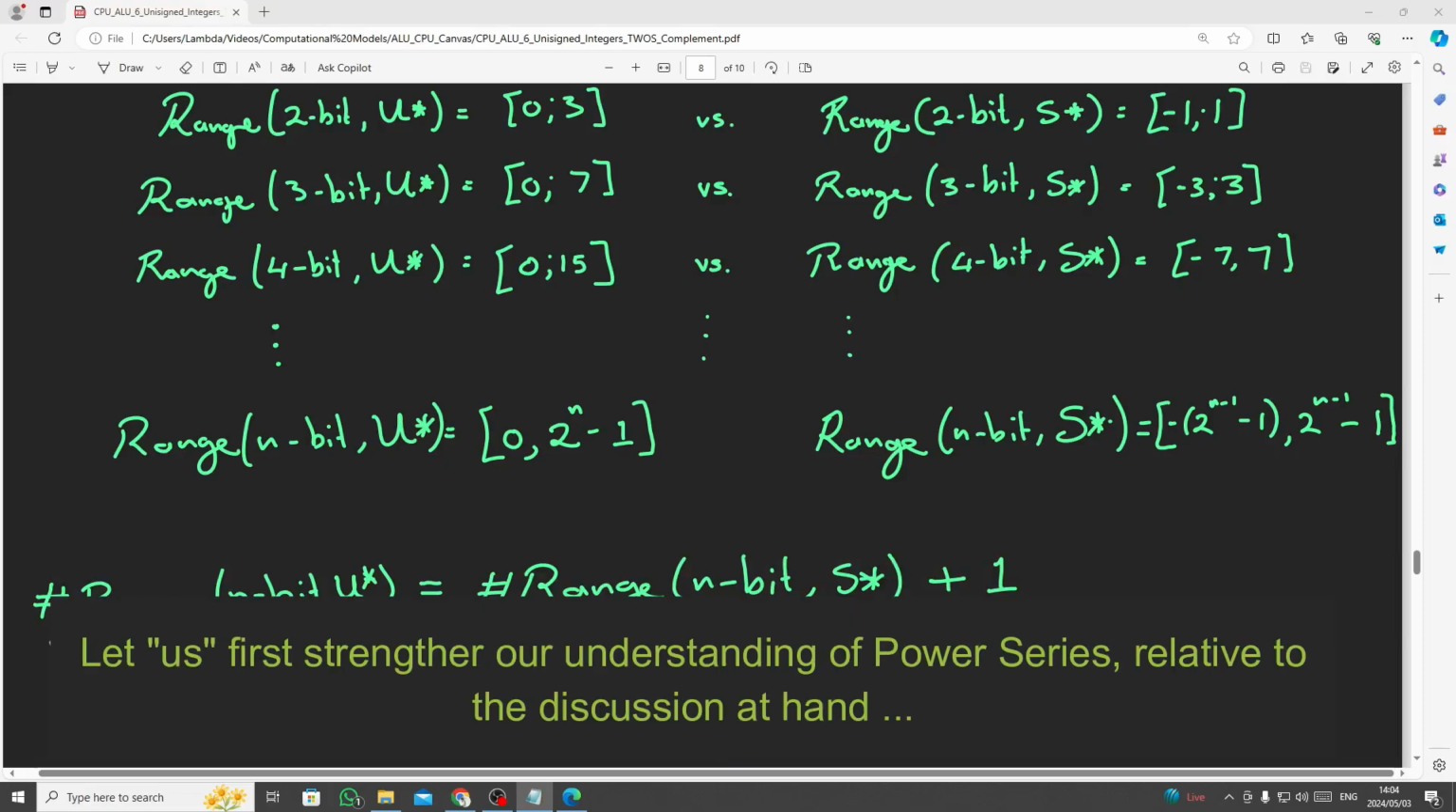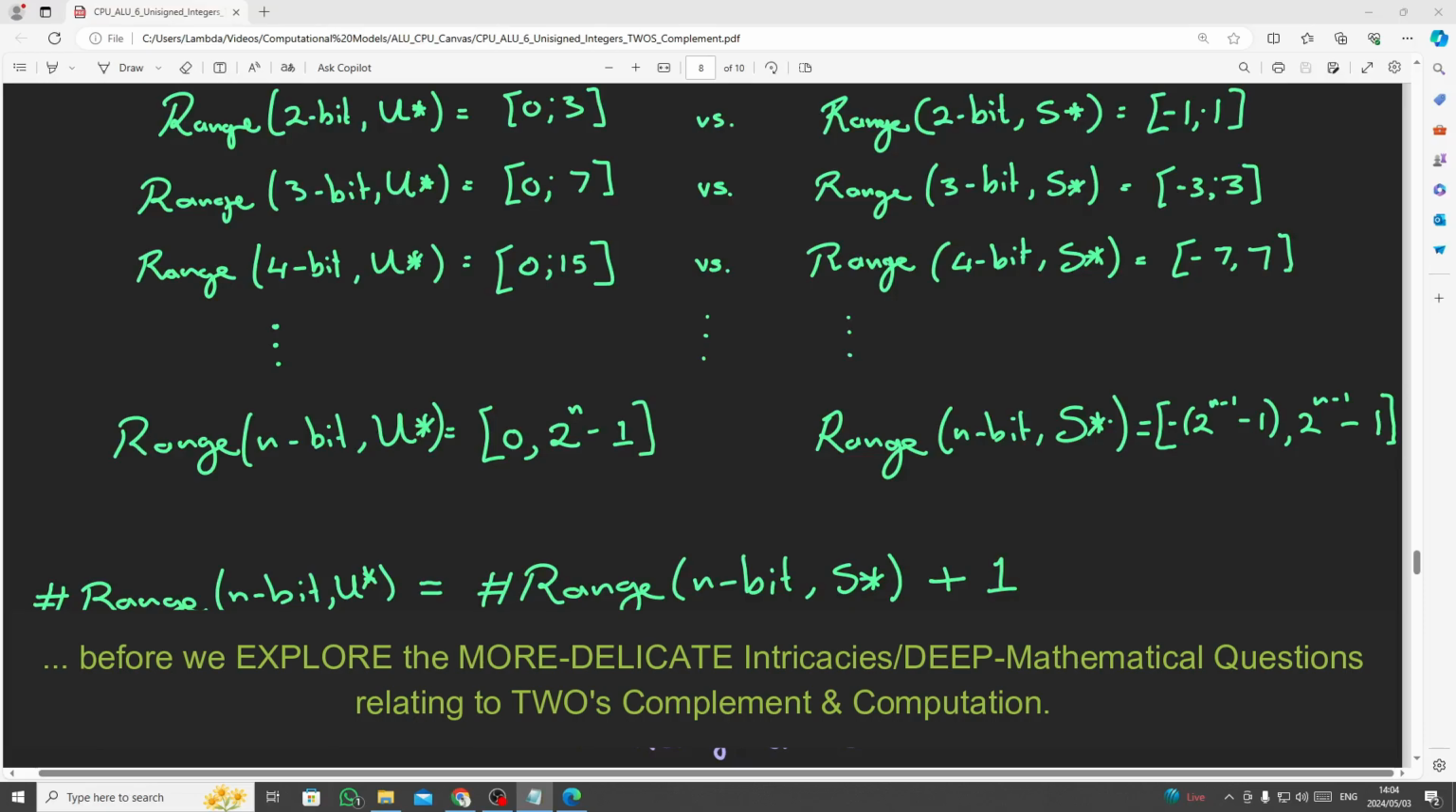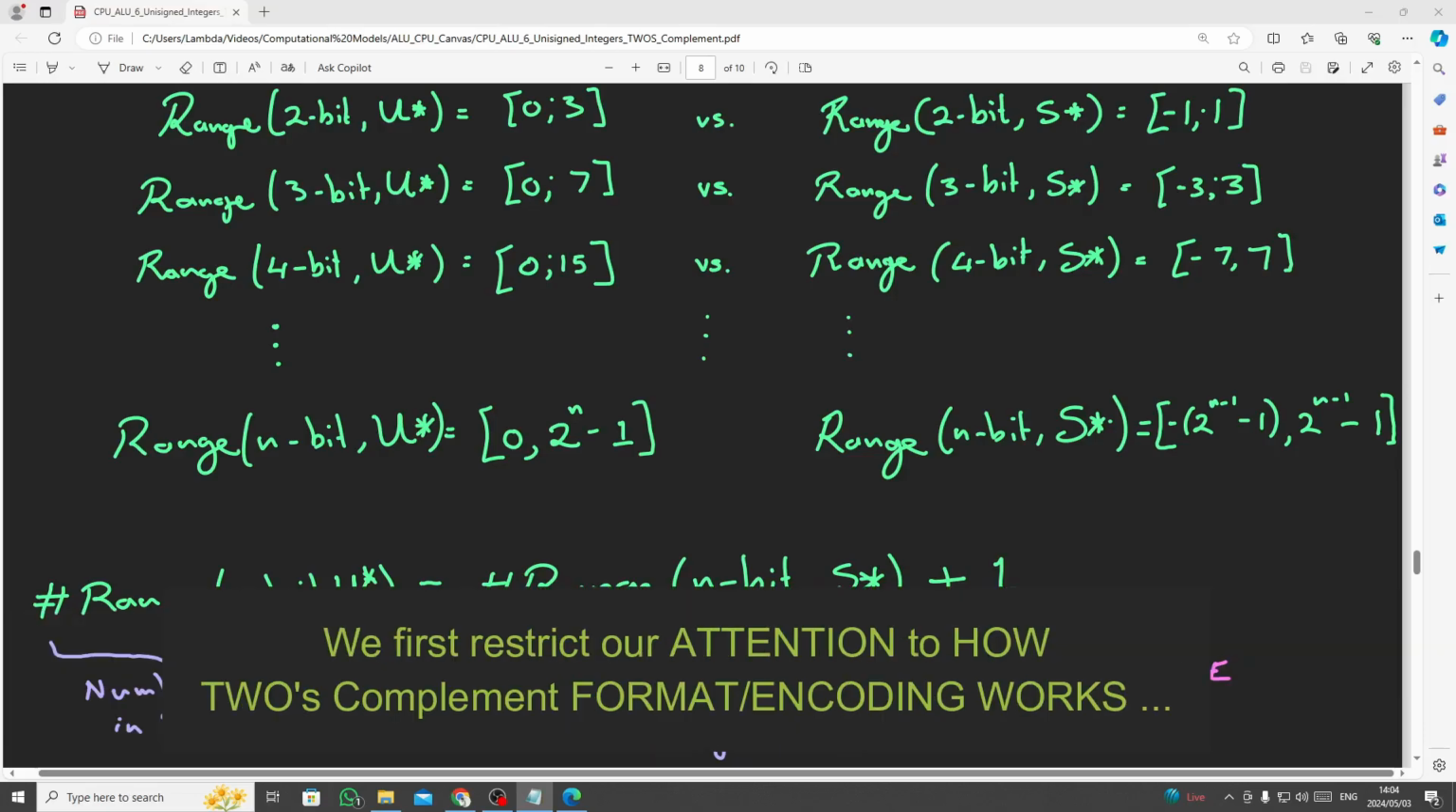Let us first strengthen our understanding of power series relative to the discussion at hand, before we explore the more delicate intricacies or deep mathematical questions relating to 2's complement and computation. We first restrict our attention to understand how 2's complement format encoding works.